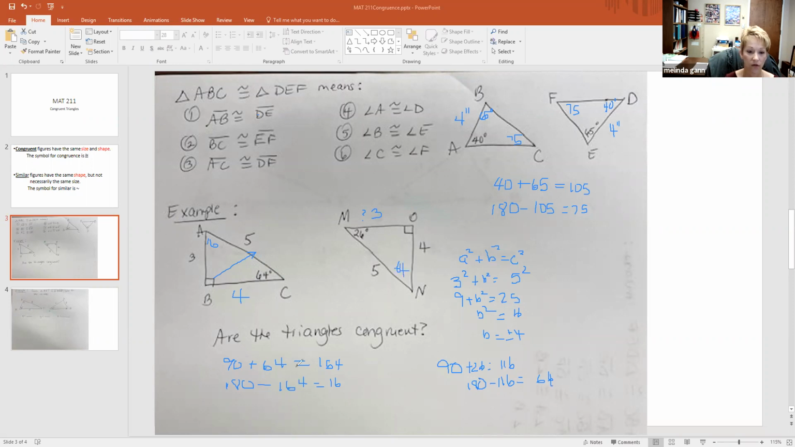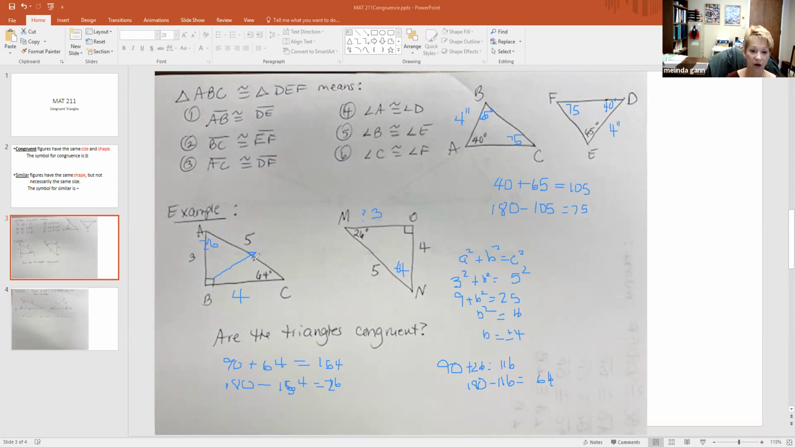All right, let's go check over here. If I do 90 plus 64, I get 154. Oh, so that needs to be 154. So that needs to be 26. All right, now I would double check anytime and add them back up, because I knew I made a mistake here, because when I added them back on my calculator, I didn't get 180 degrees.